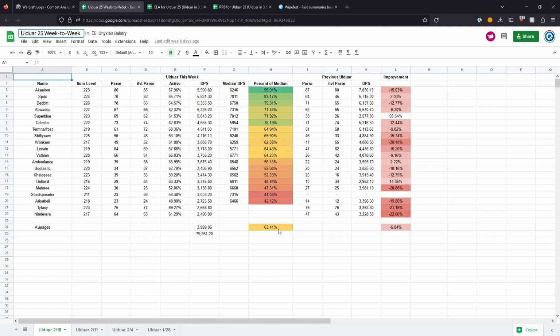I also average it down for the whole raid team. The tanks don't get it because that's just not a thing for them. Over here, I take your last Oldor data from the same spreadsheet and punch it in. It's generally from last week, but if you didn't run last week, I pull the data from your last 25-man run. And then we get a marking on improvement.